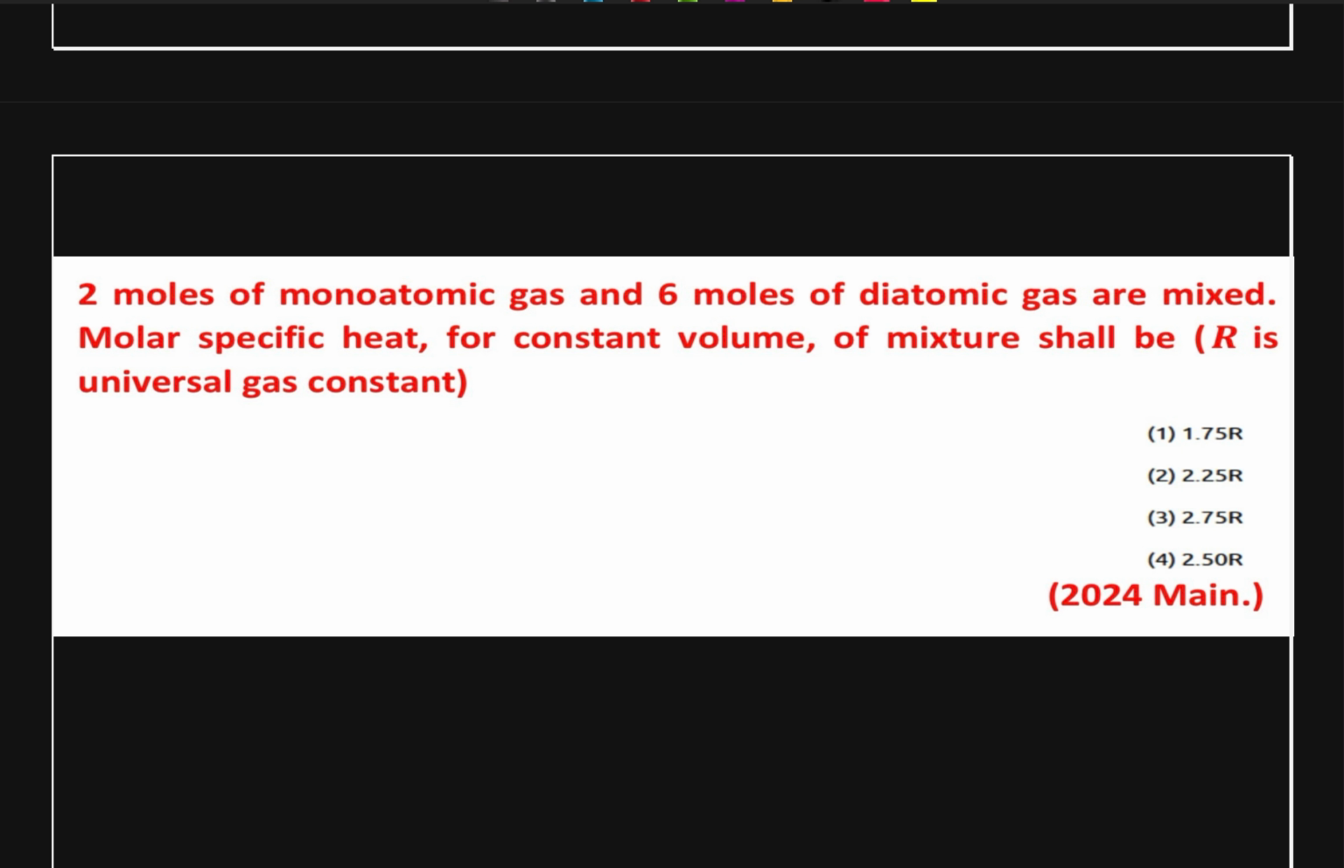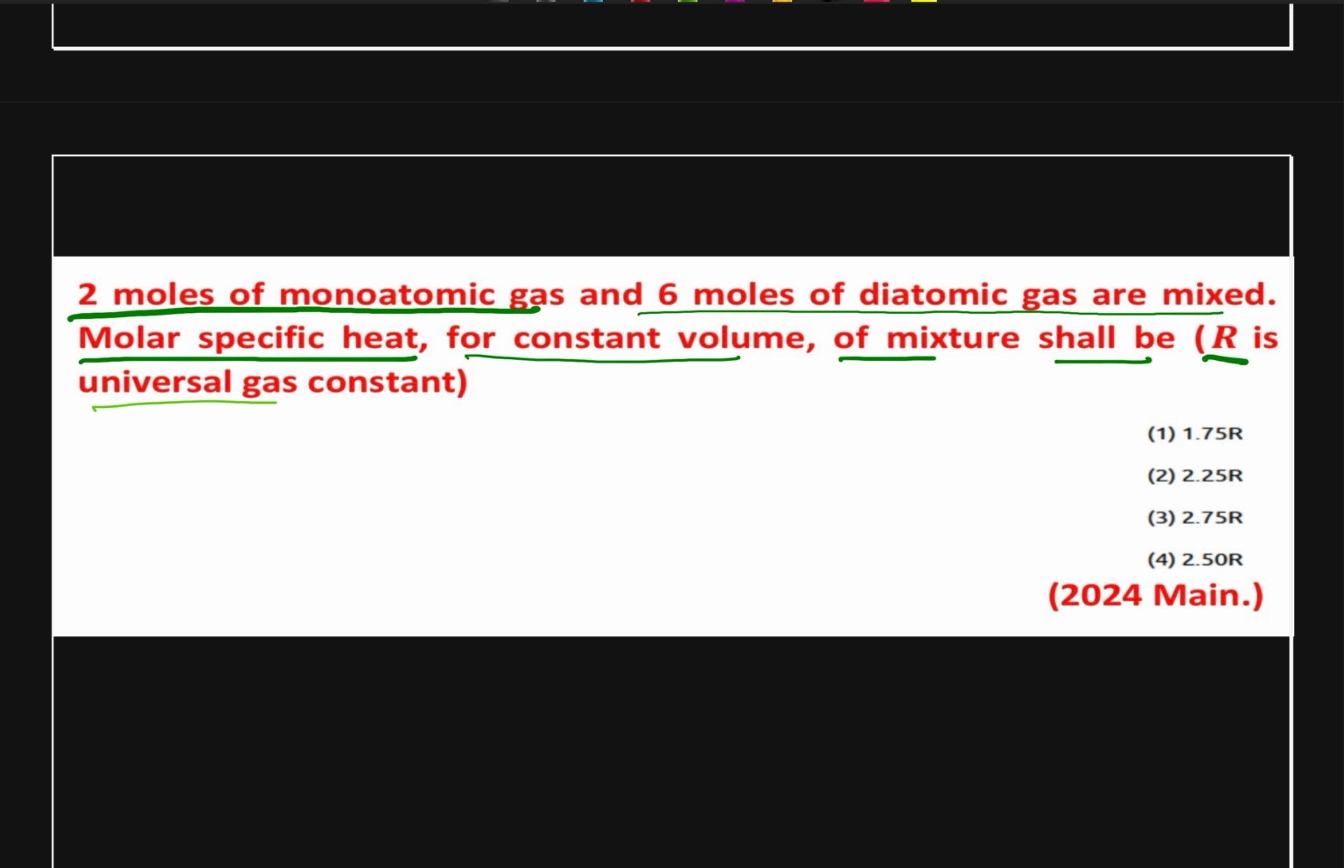it states that 2 moles of monatomic gas and 6 moles of diatomic gas are mixed. Molar specific heat for constant volume of mixture shall be. R is the universal gas constant. So here we have to find out molar specific heat, that is C of V for the mixture. Okay. And we have 2 moles monatomic and 6 moles of diatomic. So we know the standard formula for that C of V for monatomic.